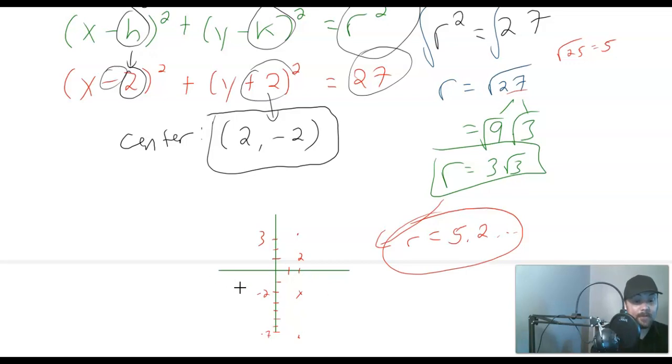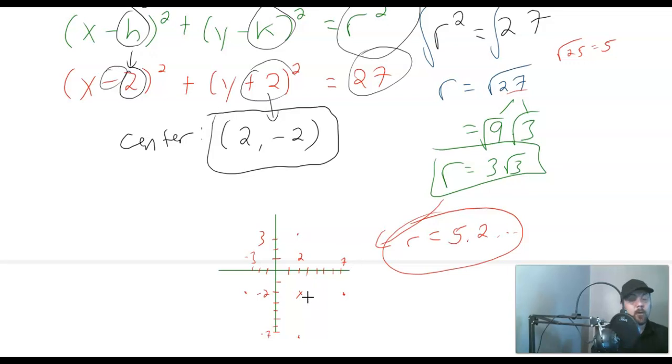5.2 to the left, I guess we'll do next. So this will be 1, 2, 3, 4, 5. So this is at negative 3, just a little bit beyond negative 3. And then 5 to the right. 1, 2, 3, 4, 5. So this will be at 7, just a little bit past 7. All right, and so we get those 4 points.